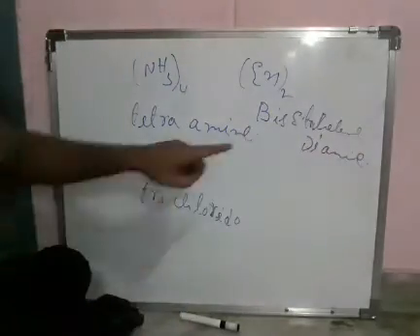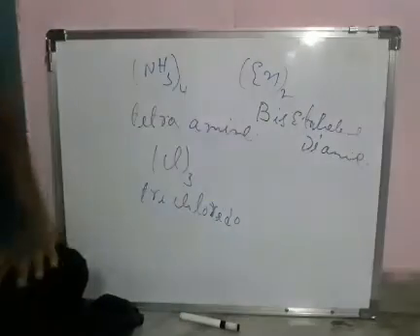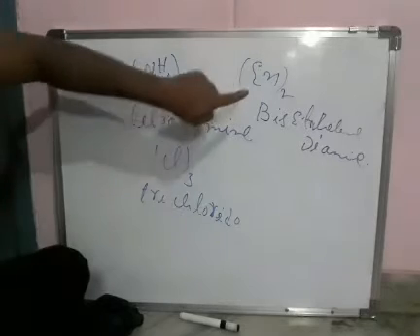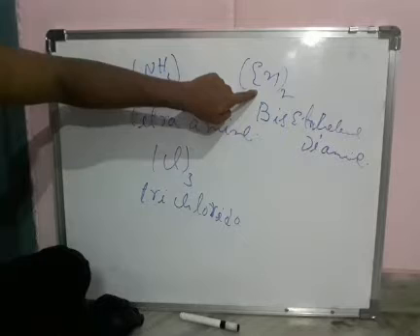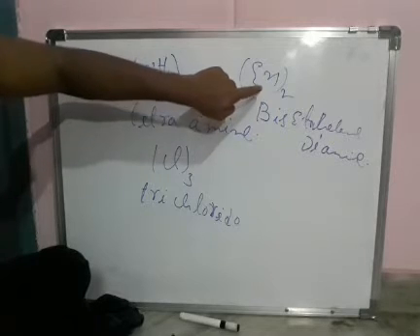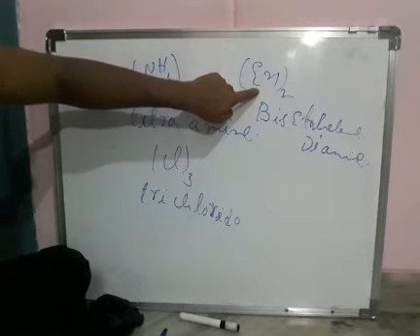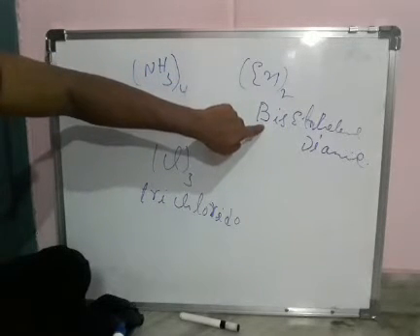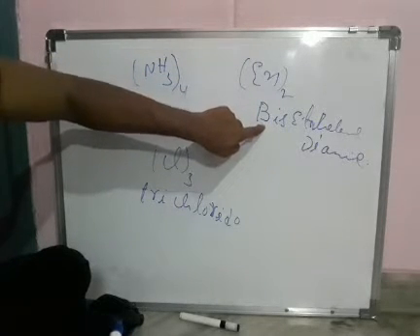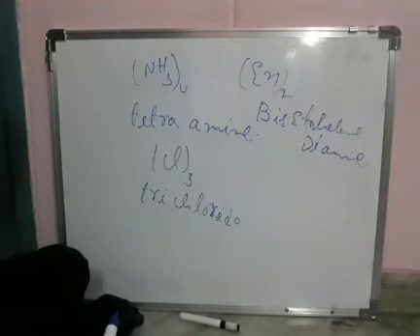To avoid that confusion, we have to write bis. Why is bis mentioned? Because that ligand consists of di. The prefix di already exists in ethylenediamine, so to avoid that confusion, we have to write the prefix as bis. If it is 3, tris. Like that we have to mention the prefix: bis, tris.